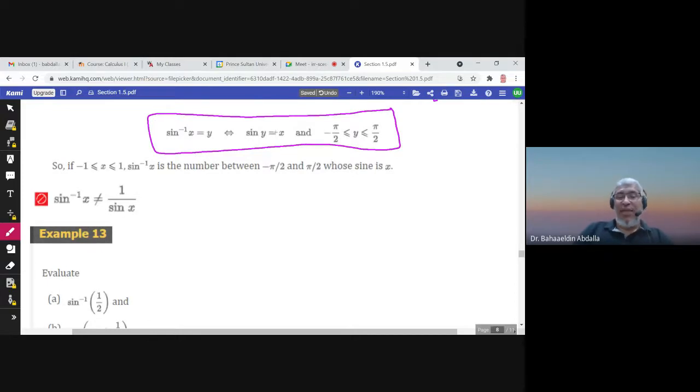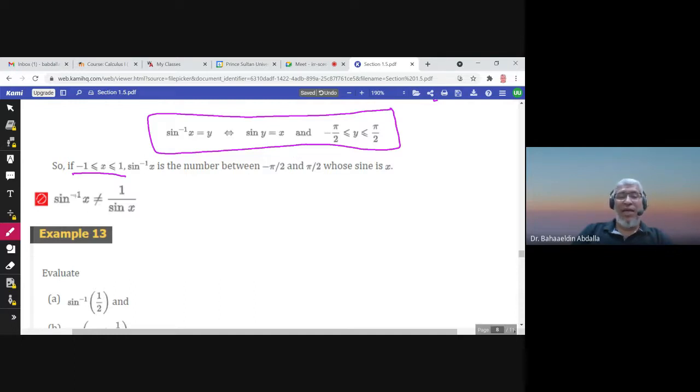Notice that x here is in the range of sine, the output of sine. The output of sine should always be from negative 1 to 1. So x should be between negative 1 and 1, while y is between negative pi over 2 and pi over 2.